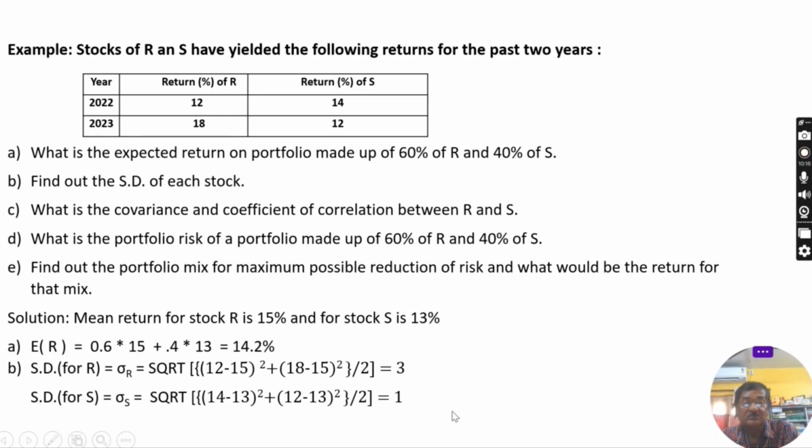You can check by using the statistical formula also. For standard deviation of S, similarly 14 minus 13 square plus 12 minus 13 square, this is the mean value, total it, divide by 2 and then square root it. The standard deviation for stock S is 1.